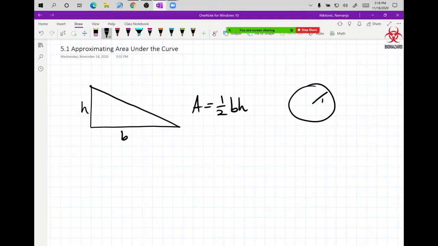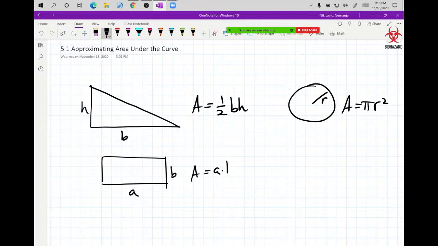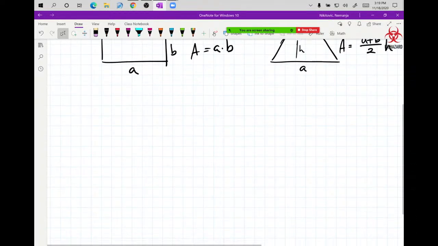You have a circle with the radius r, area is pi r squared. You have a rectangle with sides a and b, area is a times b. Even if you have the trapezoid, you have some height, you have your A and your B, area is A plus B divided by 2 times the height. So there are a lot of shapes where we just know the area formula from geometry, and it's easy for us to implement that even if we have a graph.